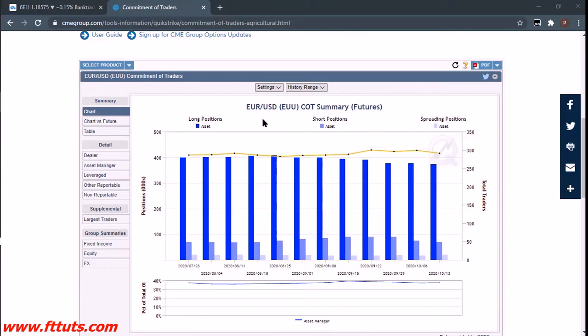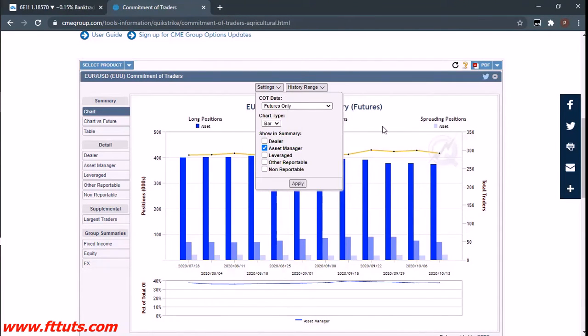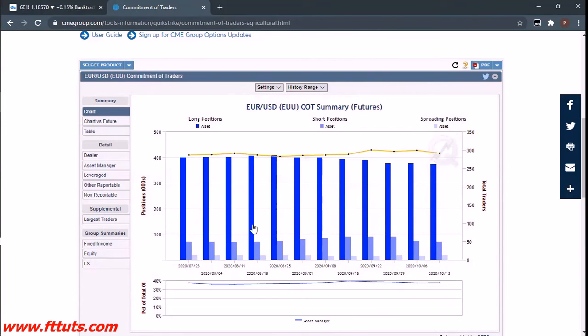So it's still the same method. You need to come here when you're on the website. You just need to uncheck everything and leave just the asset manager, then apply it. Okay, then we're looking at euro here. We're looking at the commodity traders of euro.